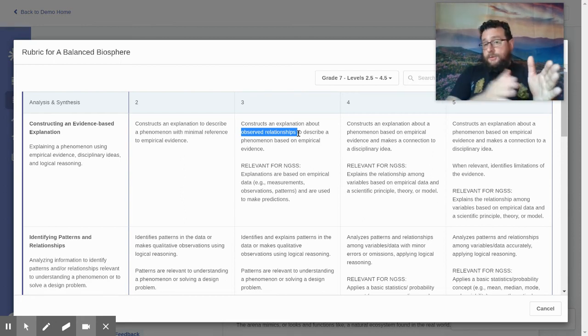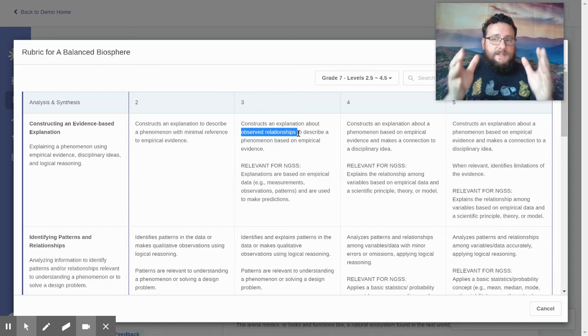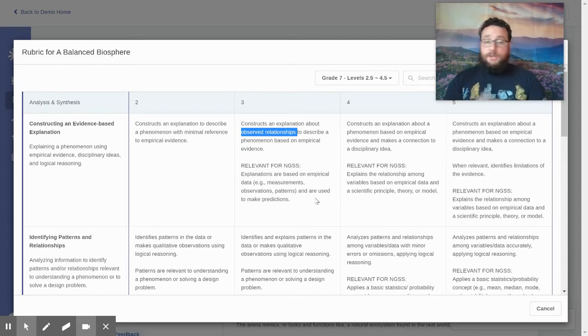So to move from a 2 to a 3, you have to mention a specific relationship between two variables in your experiment. And they also spend some time explaining what they mean by actual empirical evidence. They want you to do measurements, observations, or patterns that can be used to make predictions. So it raises the bar a little bit. So everything that's new in the next column tells you how to move from one column to the next.